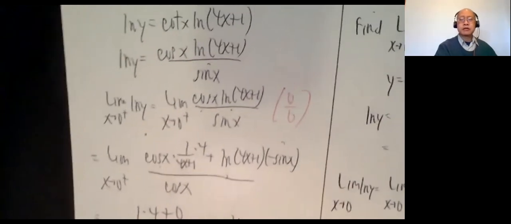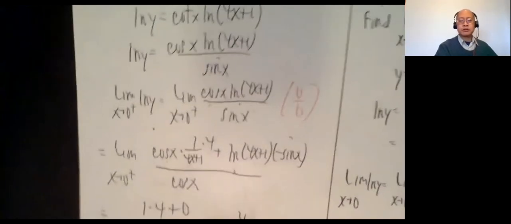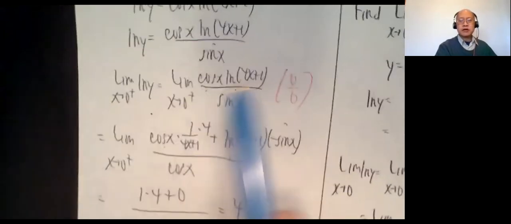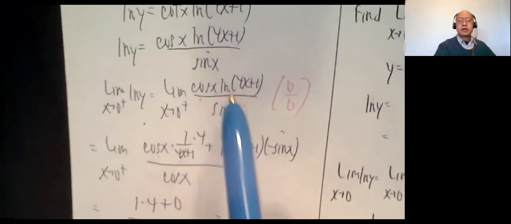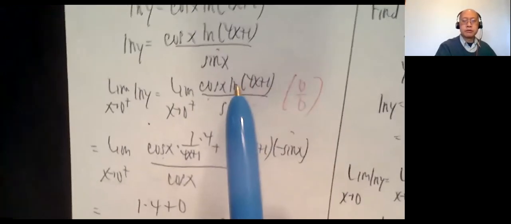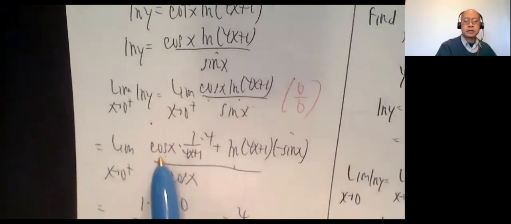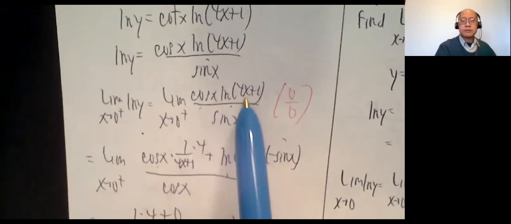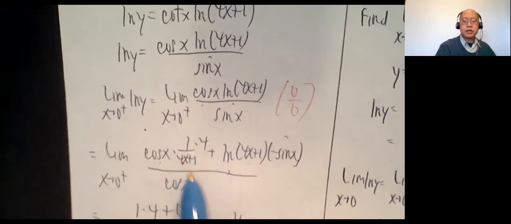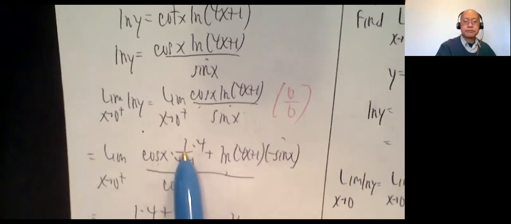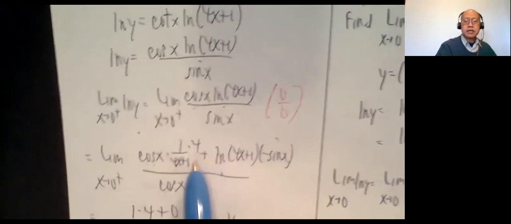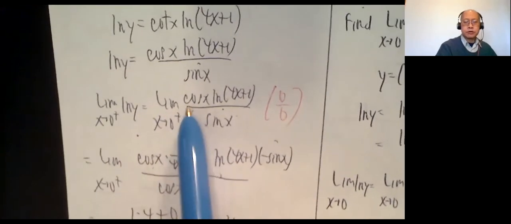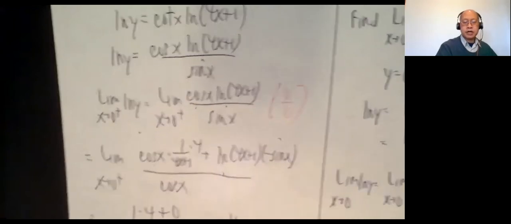So L'Hopital's rule applies. Take the derivative of the top, derivative of the bottom. Let's get the bottom first, because the derivative of sine is cosine. This one's harder. That's a product rule: cosine x times ln(4x plus 1). So let's use the product rule. First function, cosine x, times the derivative of the second. The derivative of the natural log of 4x plus 1 is 1 over 4x plus 1 times 4 by the chain rule, plus the second function, ln(4x plus 1), times the derivative of the first, the derivative of cosine x, negative sine x.